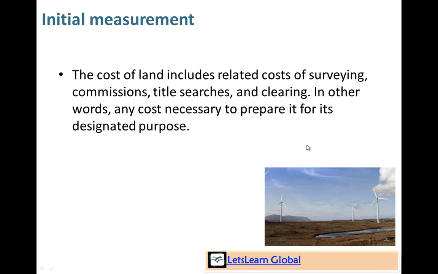What happens when you acquire the land? Land does not have any transportation cost. Land does not have any installation charges. Land does not have any training costs, etc. But it has got its own specifications.